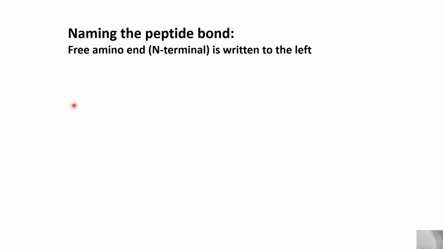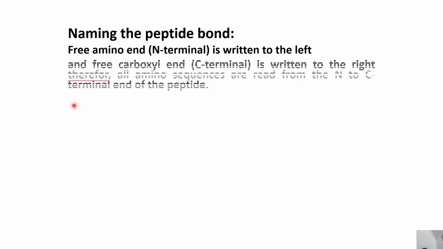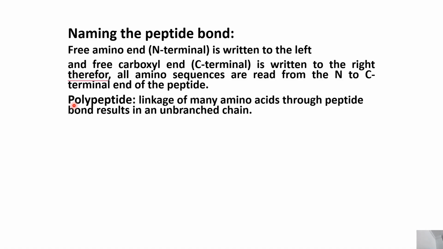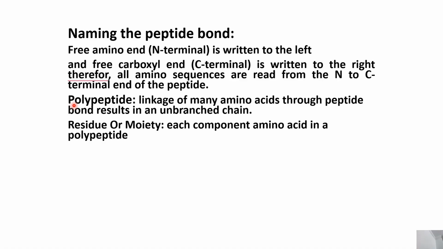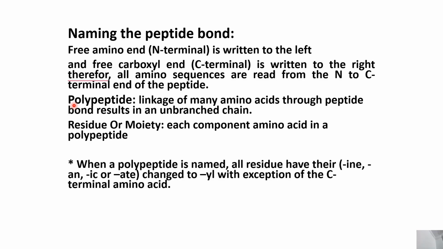So in naming, the free amino acid at the N terminal is written to the left and the free carboxyl end is written to the right. Therefore, all amino acid sequences are read from the N terminal to the C terminal of the peptide. A polypeptide is basically a linkage of many amino acids through peptide bonds, resulting in an unbranched chain. Each component amino acid in a polypeptide is called a residue or moiety. When a polypeptide is named, all residues have their endings changed to -yl, with the exception of the C-terminal amino acid.